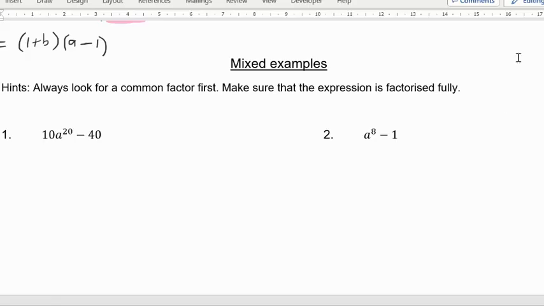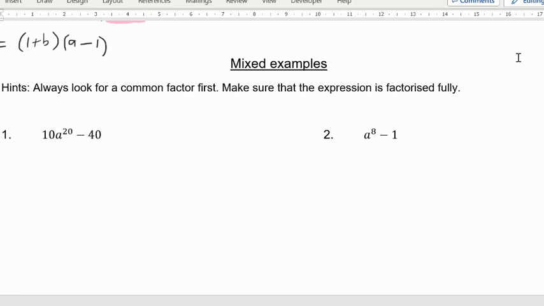Okay, now we get to the mixed example. So now I'm not specifically telling you this is grouping or highest common factor. So you need to go through the checklist in your mind. When your question says that you need to factorize, you need to think, okay, that means I need to look for highest common factors. I need to look for dots. I need to look if I can factorize as a trinomial, and I need to look for grouping.